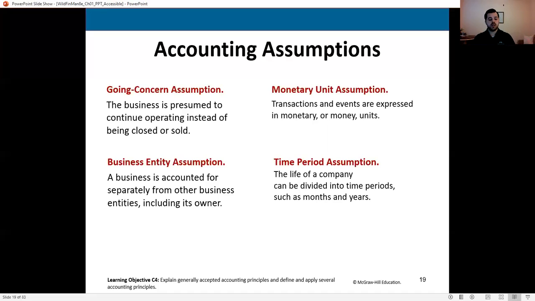Right? If I tell you a company looks like it is closing soon, if a company looks to be going out of business, this would be a violation of which assumption? Then you would say, oh, that's a violation of going concern, because going concern says this company will operate in perpetuity. We've then got the monetary unit assumption, which just tells us transactions are expressed in monetary or money units.